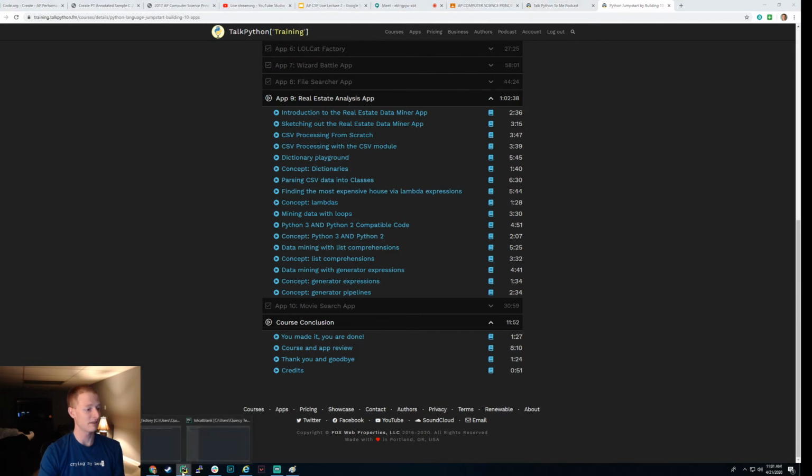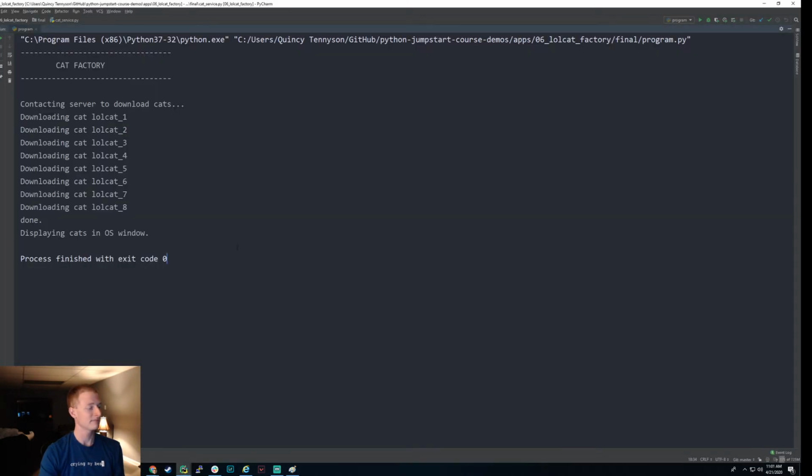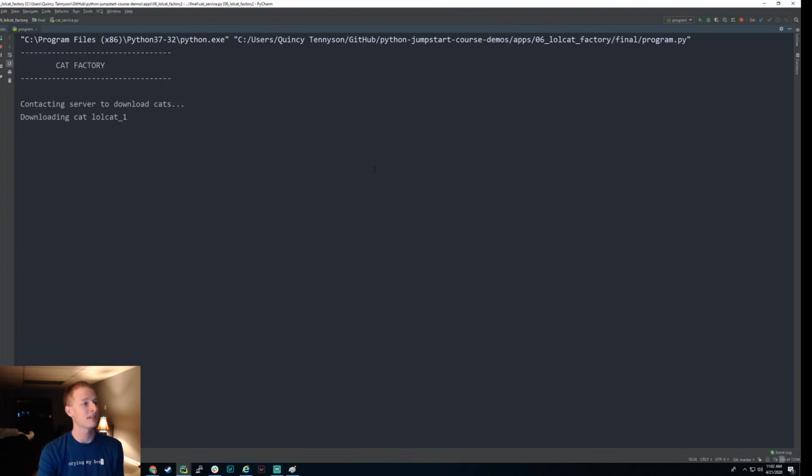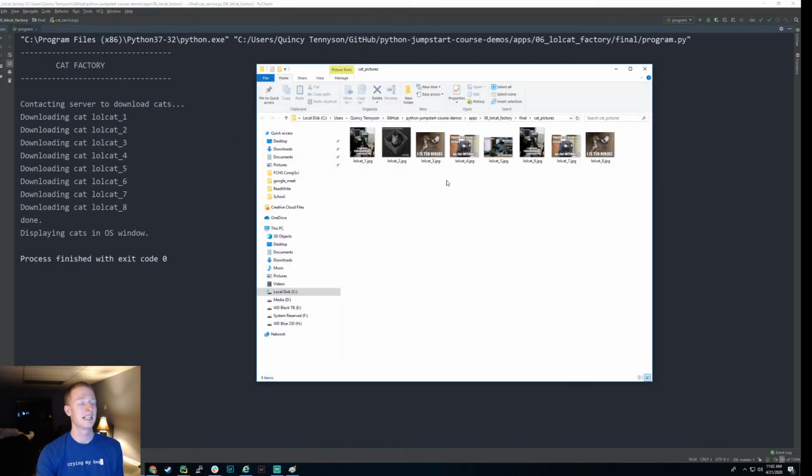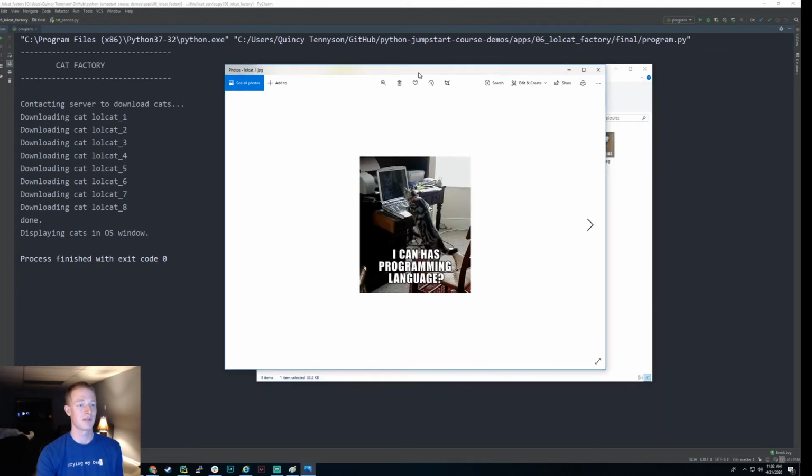All right, so let's go ahead and go back to PyCharm. I picked this because it was fun and simple, and I thought you guys would enjoy it. If we just run the finished program, here's what's going to happen. We are contacting an external server with our Python code to download some cats, apparently. And then it opens up a folder on our computer and shows us that we have gone out and downloaded, let's see, 8 random cat pictures. And I can share those with you now.